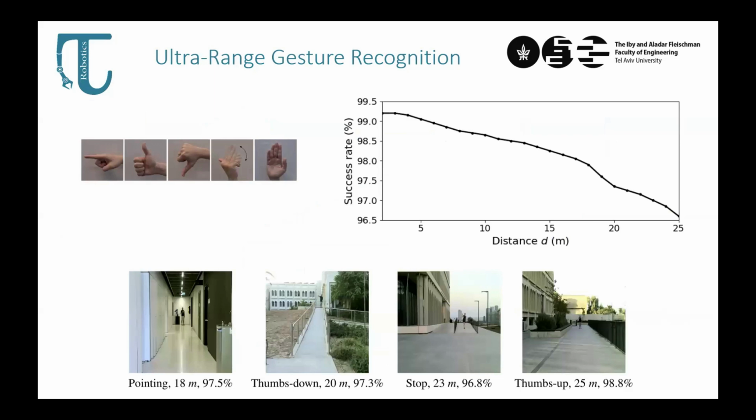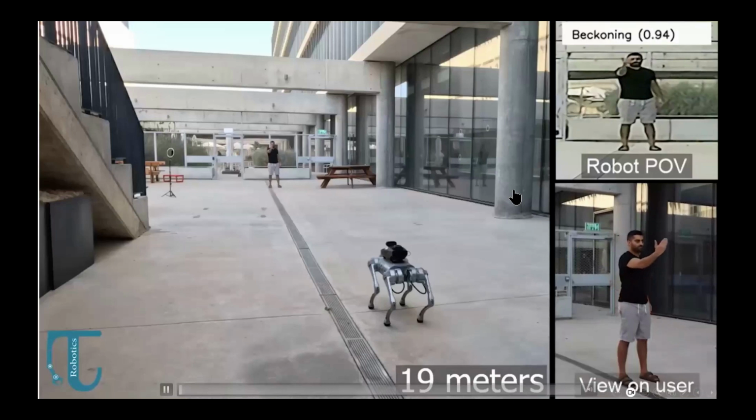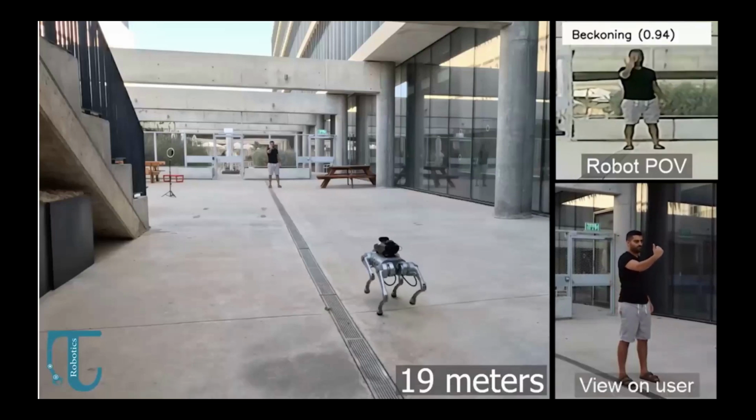If we look at the distance, you can see an average of 98% success rate. The test here is in different environments, with different people, on directive gestures. And you can see a few examples. I cannot see anything there, but the robot was able to. These are a few examples, outdoor, indoor.